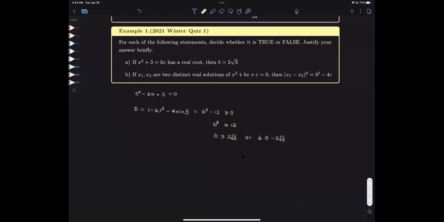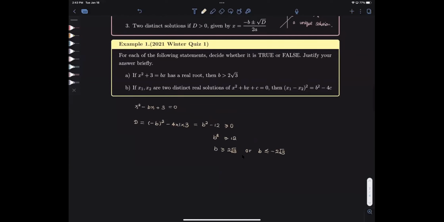Okay, so the key point here is "has a real root." What does that mean? Let me give you an example. I'm going to say, I have a friend. Does that mean I only have one friend, a unique friend? What does "I have a friend" mean? It means that I have at least one friend.